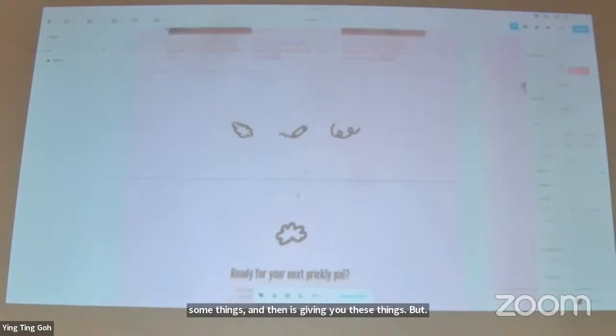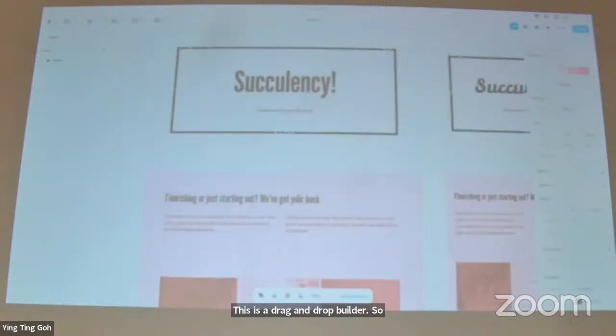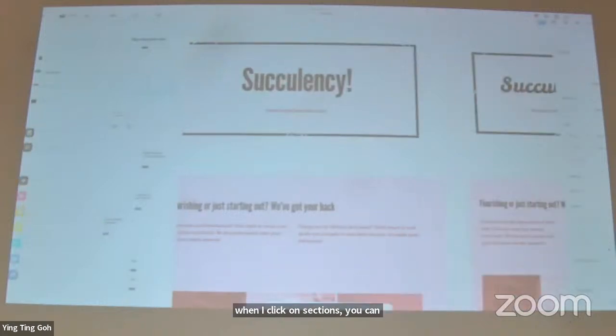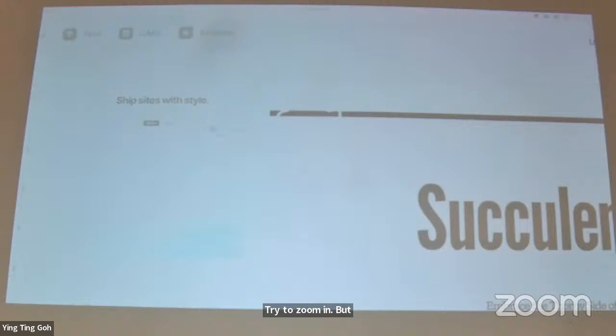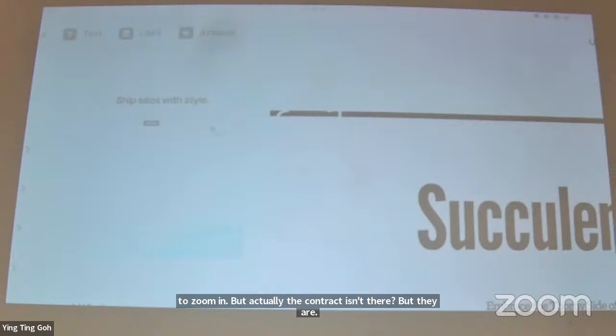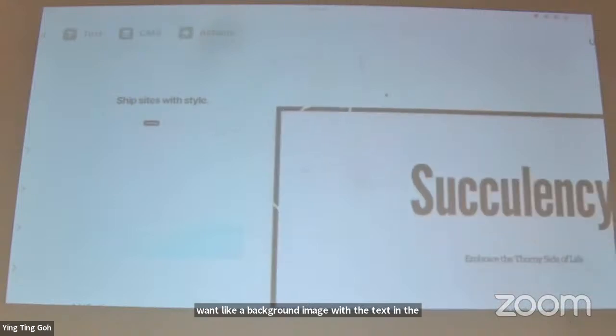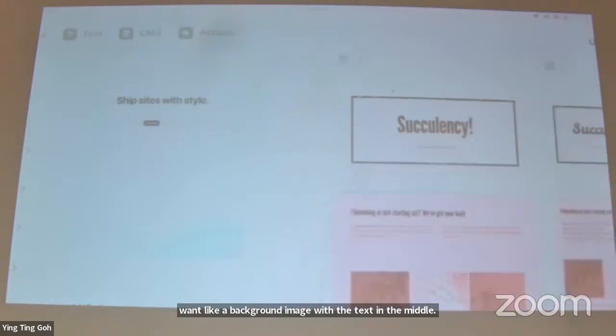So let's say I want a different section, remember I said I want a video section. I'm just going to go into insert, and when I click on sections, you can see how, oh, you can't really see. I don't know if you can see, but I'm going to try to zoom in. Actually the contrast isn't there, but they are sections pre-built. So you can just choose it. That means that you can say, I want a background image with the text in the middle. I will apply it to the big one and see if it will turn up.